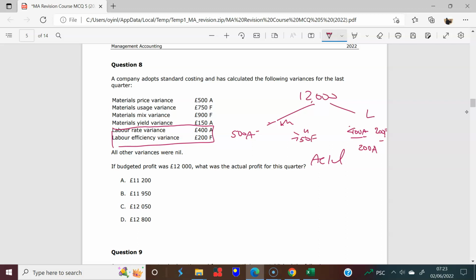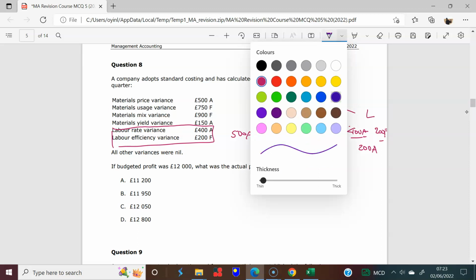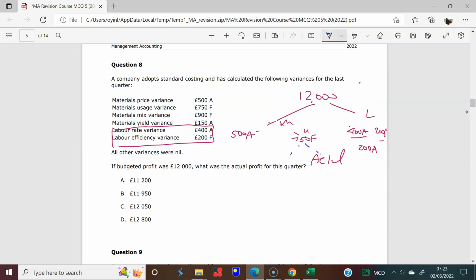Now, what they've done here is just play a little trick to get you to show your understanding, to show that you understand what's really happening. Because you see, this 750 is made up of two more variances, which is the mix of 900 and the 150. But we don't need them because together they make the 750. So either you ditch the 750 and use these both, or just use the 750. Why not? So we don't need this.